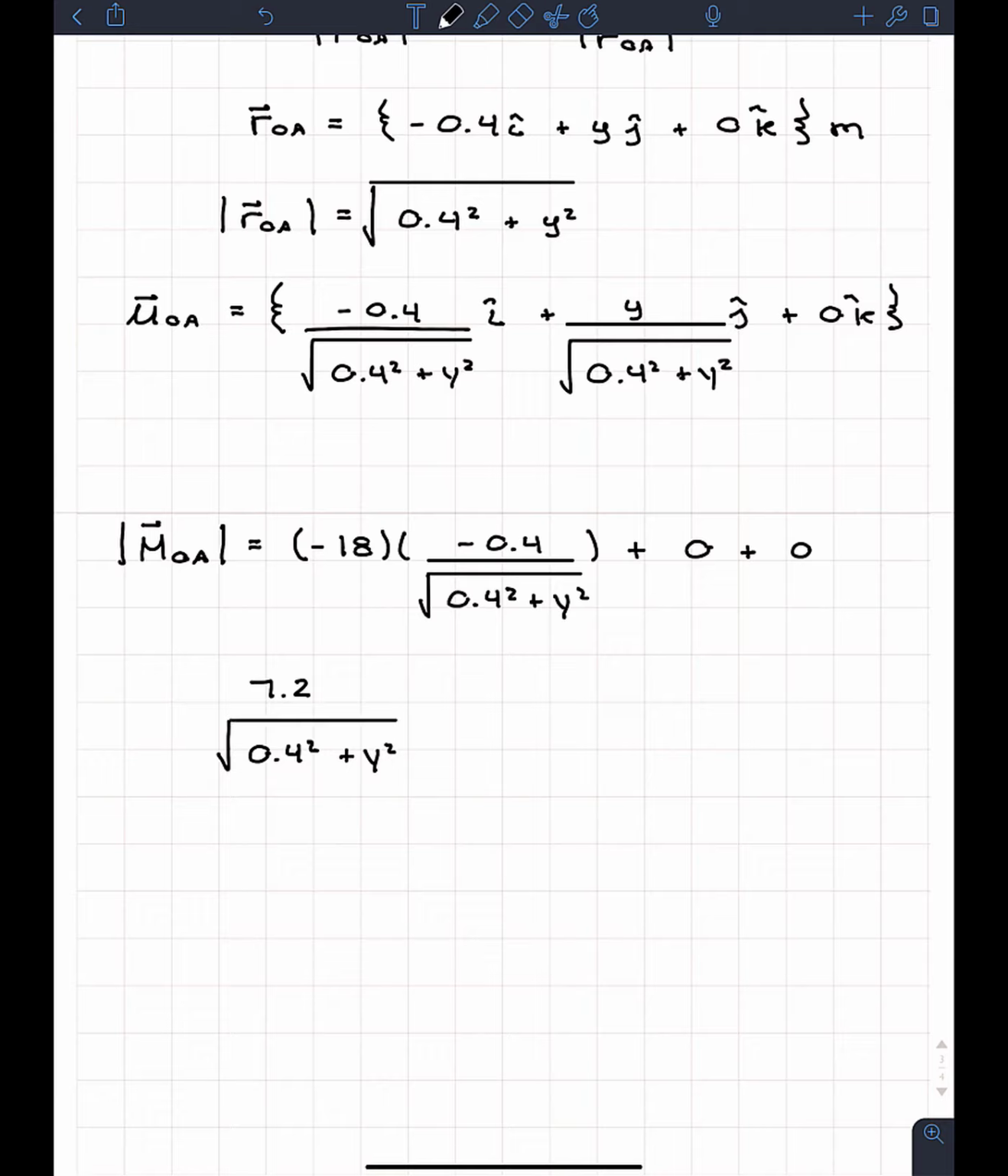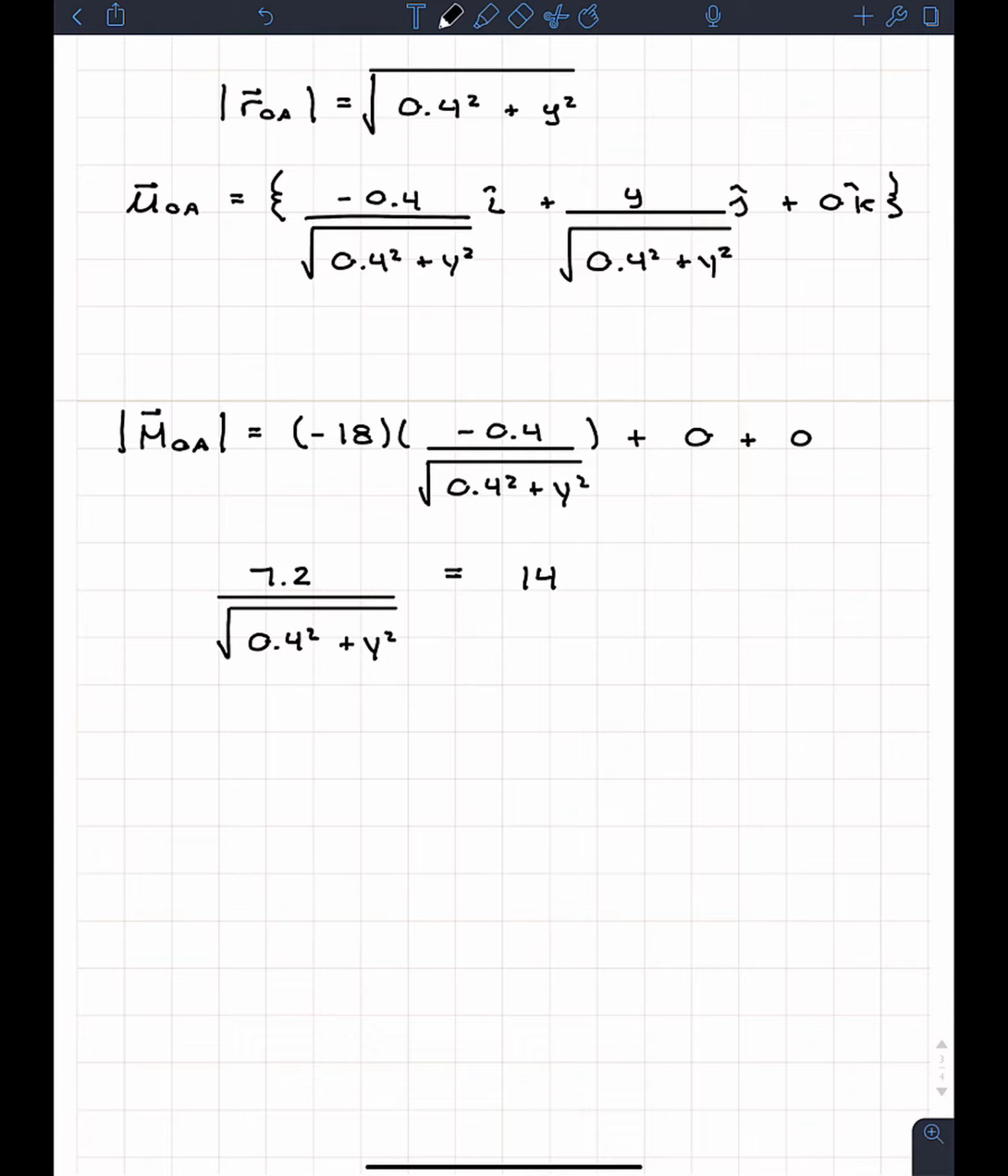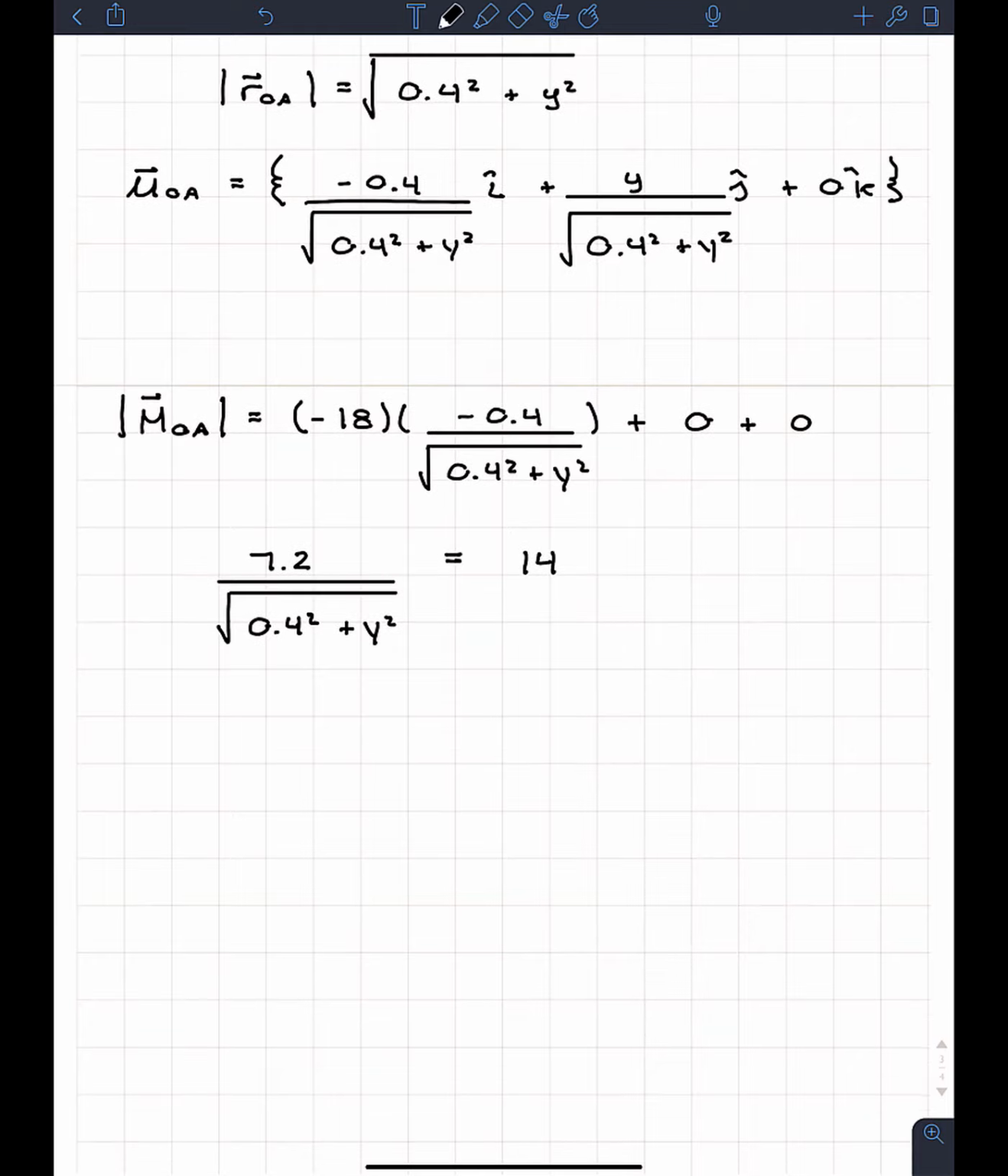Let's straighten this up. And remember that all of this is going to be equal to 14, because it's going to be equal to the 14 newtons per meter. So it's nice because we have one equation, and our only unknown here is going to be that y, so we can start solving for y. So the first thing I would do is I'm going to bring all that stuff at the bottom, the square root sign, to the other side, and I'm going to move 14 to the bottom of that side. So what I'm going to have is the square root of 0.4 squared plus y squared is equal to 7.4 divided by 14, which is 0.514.